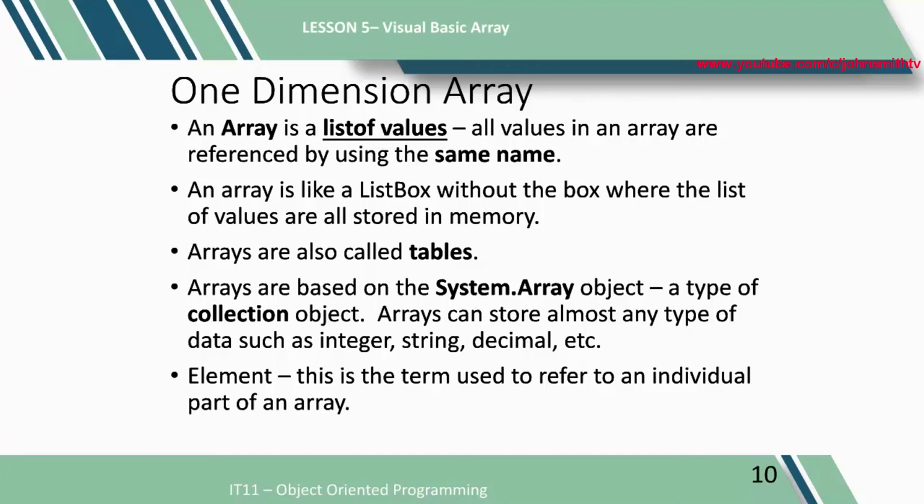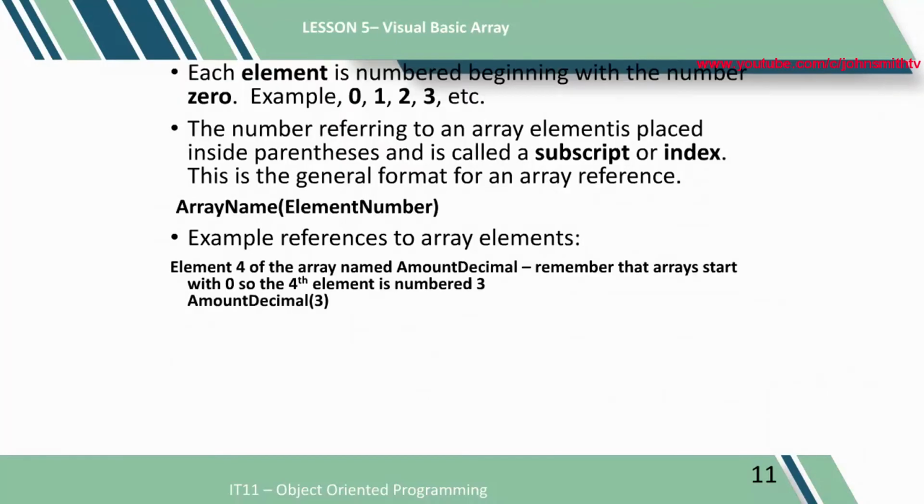Element. This is the term used to refer to an individual part of an array. Each element is numbered beginning with the number 0. Example, 0, 1, 2, 3, etc. The number referring to an array element is placed inside parentheses and is called a subscript or index. The general format for an array reference: array name(element number). Example references to array elements: amountDecimal(3), element 4 of the array named amountDecimal. Remember that arrays start with 0, so the fourth element is numbered 3.